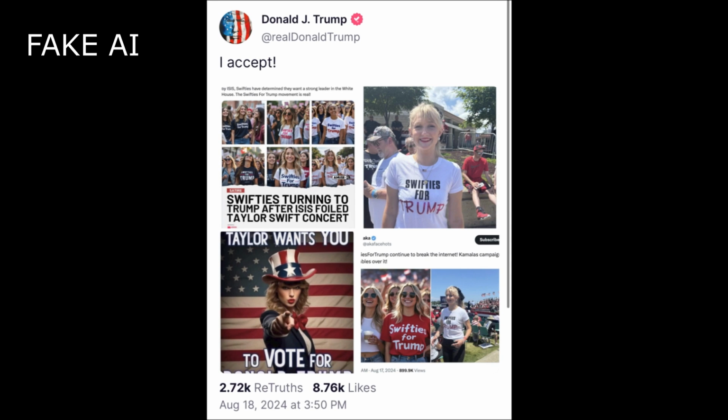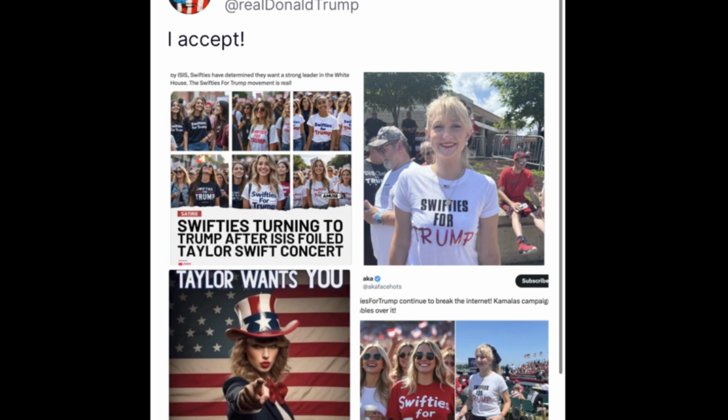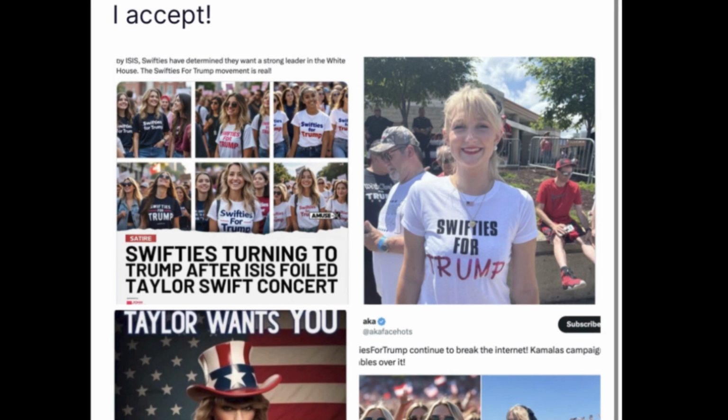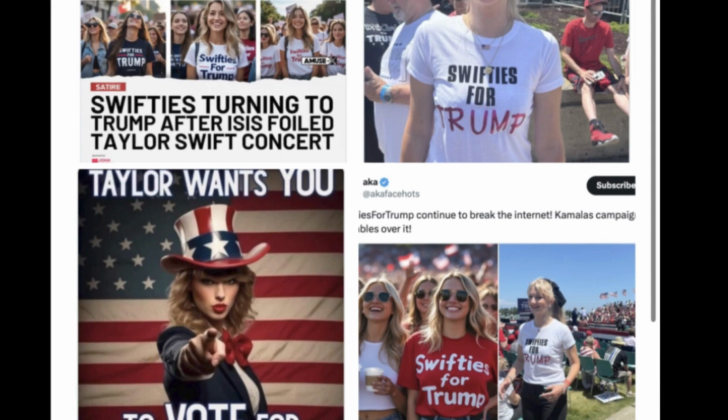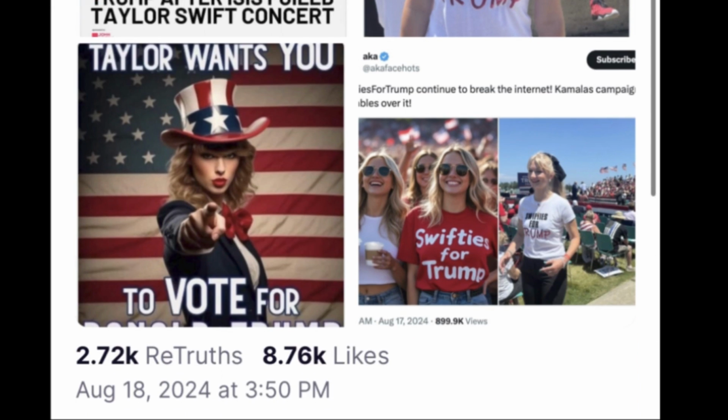Donald Trump recently posted about Taylor Swift supporting him for president. These are AI-generated images, and this is not true. I don't know if the intention was to dominate the news media for a cycle or confuse people that don't understand what AI is, but this is the kind of thing that can happen with AI-generated images and mass media.